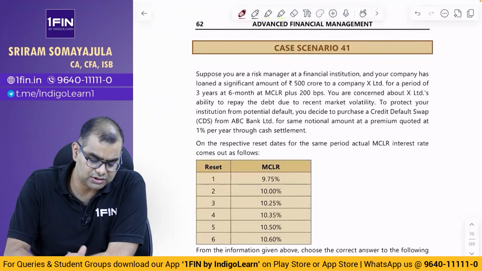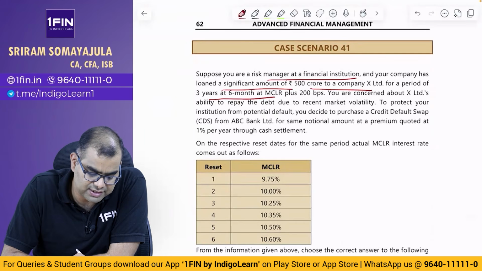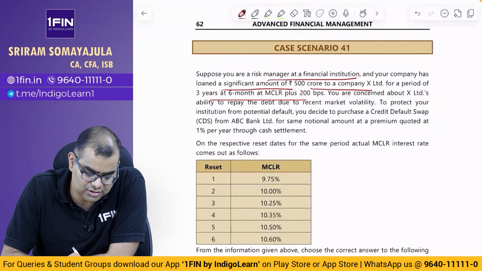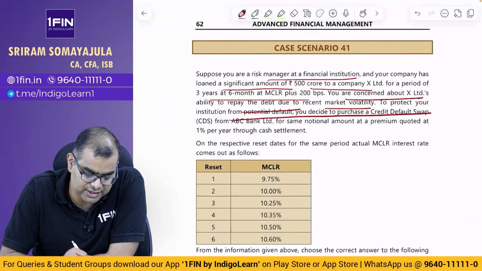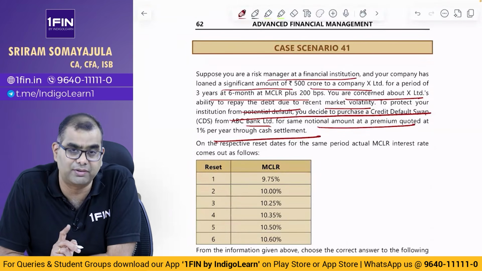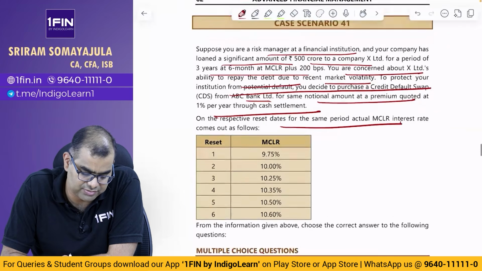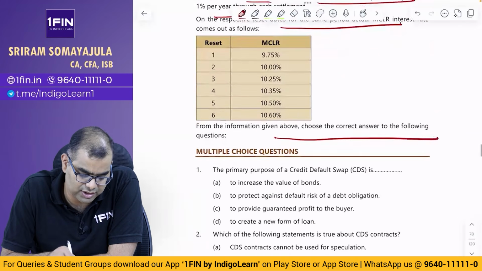Then, suppose you are a risk manager at a financial institution. Your company has loaned a significant amount of 500 crores to a company X for a period of 3 years at 6-month MCLR plus 200 bips. You are concerned about X Limited's ability to repay the debt due to recent volatility. To protect your institution, you intend to purchase a CDS from ABC Bank for the same notional amount, premium quoted at 1% per year through cash settlement. The respective dates for actual MCLR are as follows. From the information, choose the correct answer.